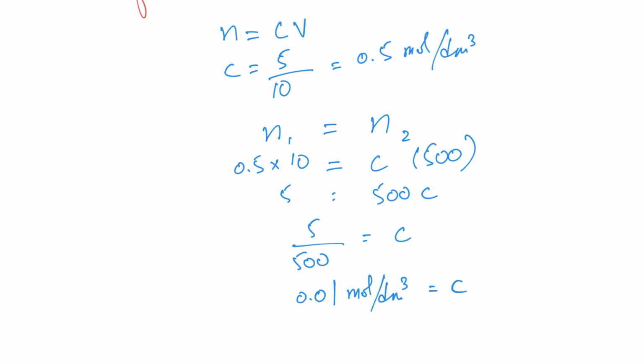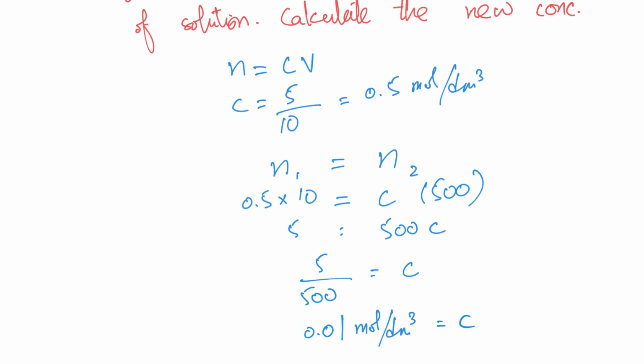Now you can clearly see what happened here is that initially you had 5 moles in 10 dm cube. So 5 moles were distributed in 10 dm cube of the solution. But now because you have added more water and made 500 dm cube, the 5 moles are now distributed throughout, and they are distributed in the ratio. So because you increased the volume by 50 times, the concentration has dropped by 50 times. And that's a pretty straightforward way of understanding how dilution works.